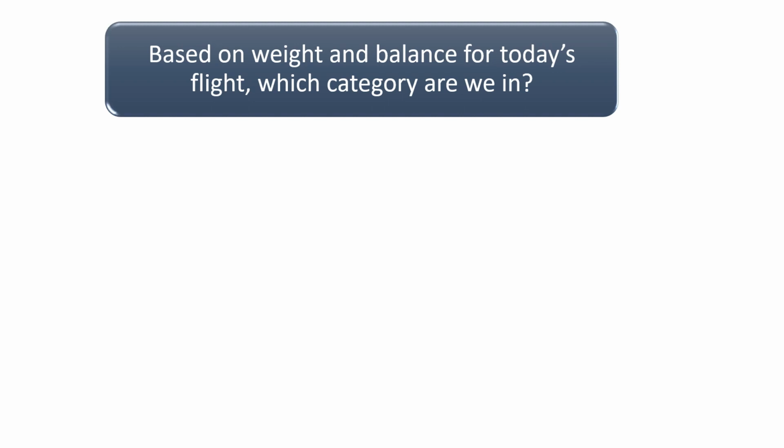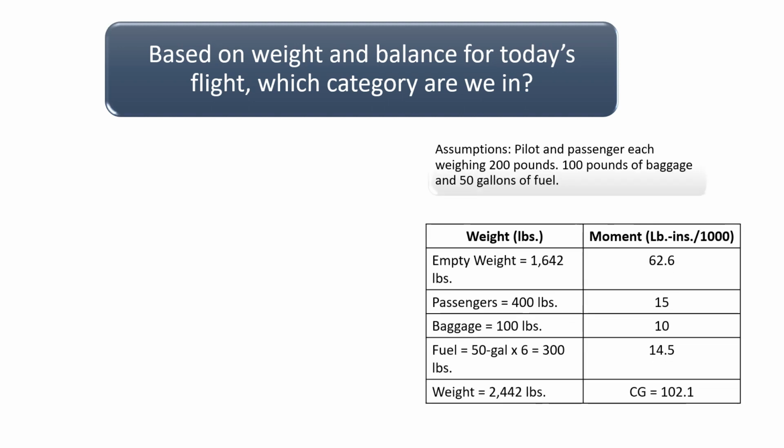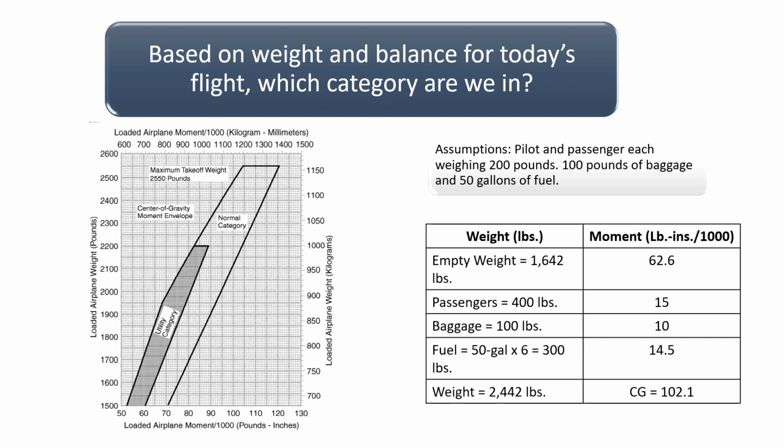Based on weight and balance for today's flight, which category are we in? Your pilot examiner may ask what category you are in based on the weight and balance of the aircraft. To find the answer to this question, use the table as shown on the left, which can be found in the pilot's operating handbook for the aircraft you are flying. For this example, we will draw a line from the left between 2,400 and 2,500 since our aircraft weight is 2,442 pounds. Then we'll draw a line up just to the right of 100 since our CG is 102.1. Since the two arrows intersect in the normal category, we are in the normal category.